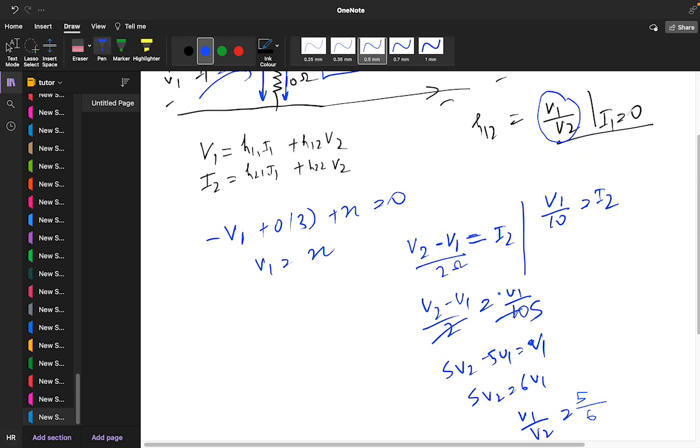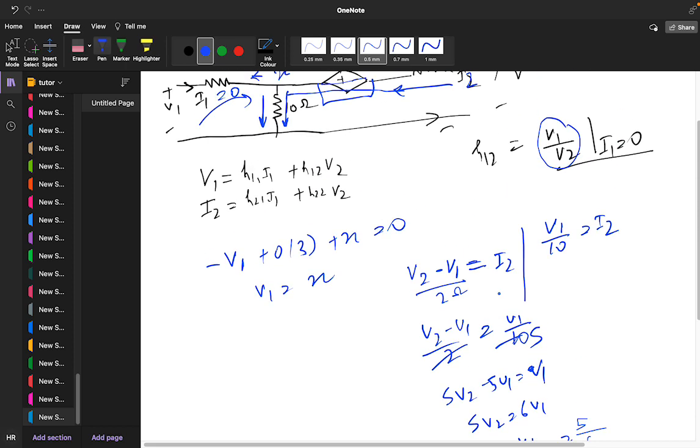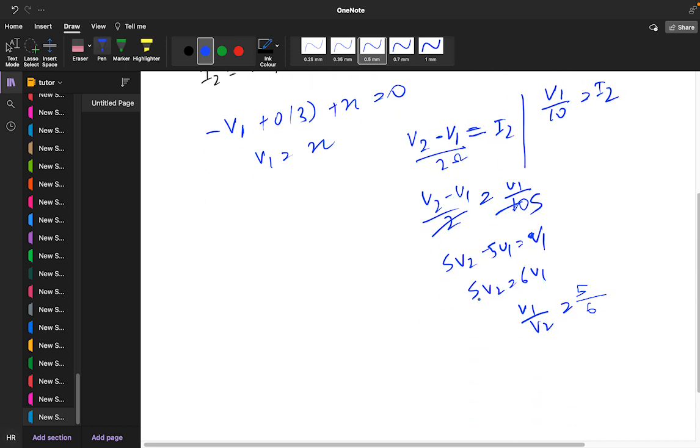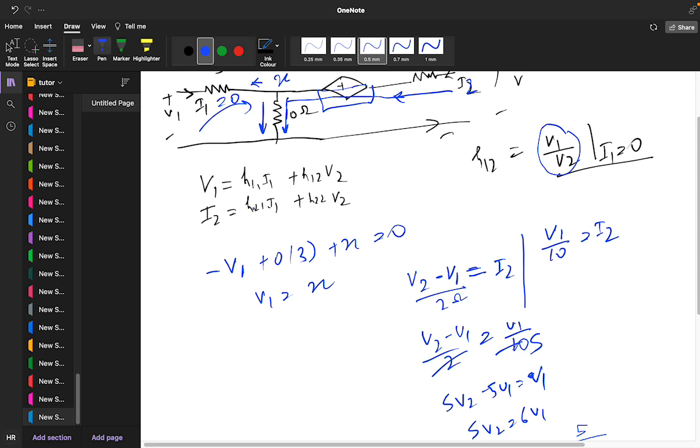So in the same manner we have to find the value of H21. How will you solve this? I2 upon I1 with V2 equal to 0, sir. Okay. So for H21, what do we have to take?